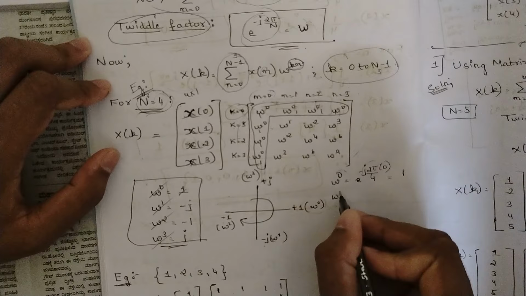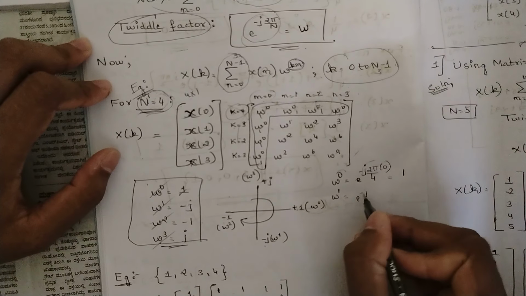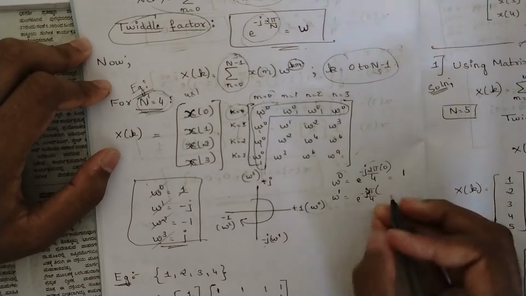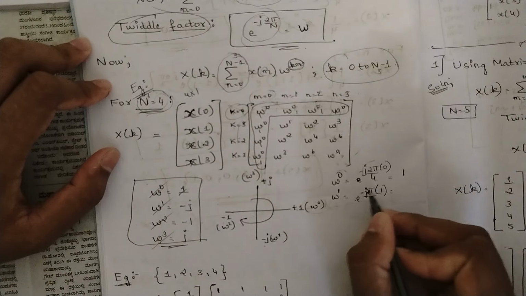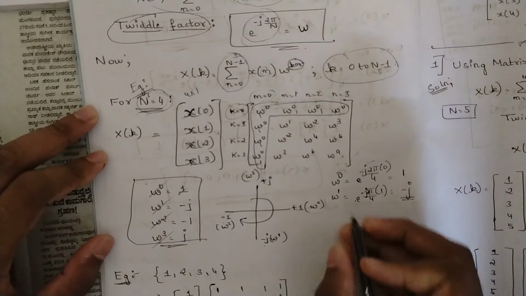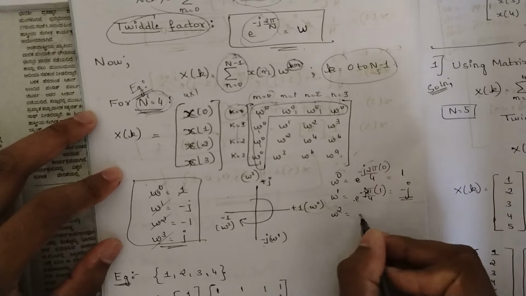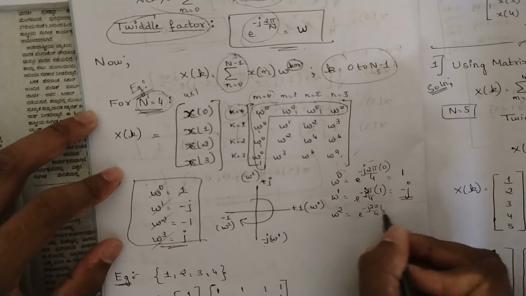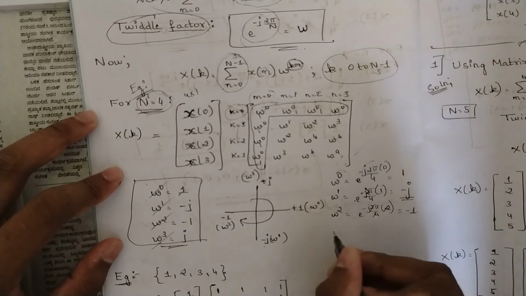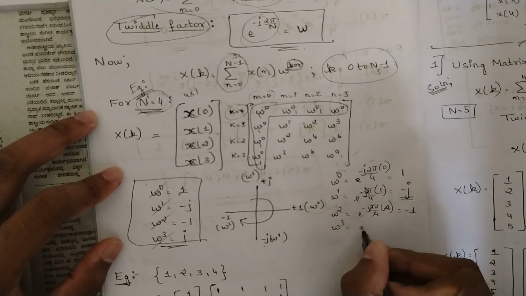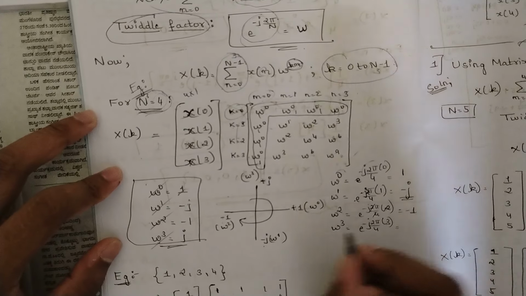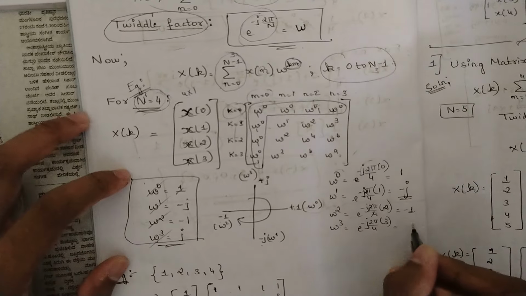Then the same thing, w to the power 1 is equal to e power minus j 2 pi by 4 into 1, that is e power minus j 2 pi by 4. If we put that in the calculator, we get minus j. You can check it later. Similarly for omega power 2, e power minus j 2 pi by 4 into 2, we are left with e power minus j pi, which is equal to minus 1. Then w power 3 is e power minus j 2 pi by 4 into 3, that is 6 pi by 4. If we put it in the calculator, we get the answer as plus j.